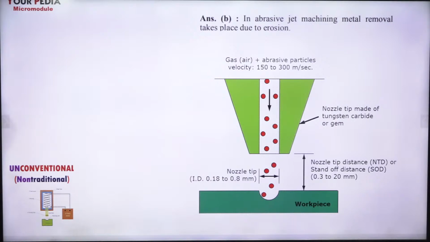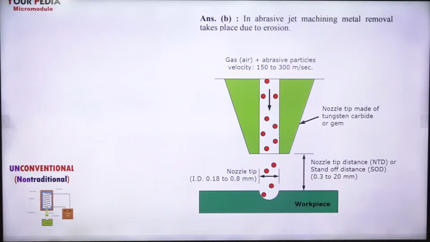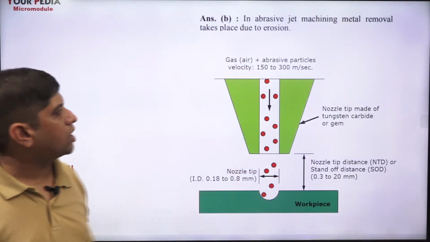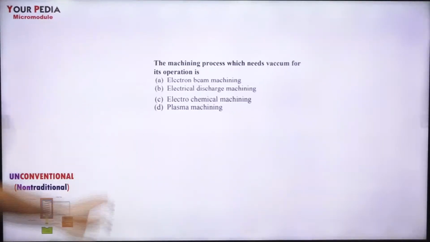And the mechanism is nothing but erosion, through which the material is removed. This is how it is done. So the gas is air, and in the air there are abrasive particles. Aluminum oxide, silicon carbide, they are the abrasive particles.